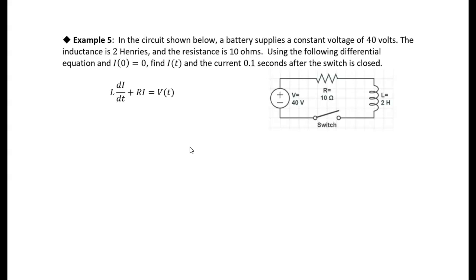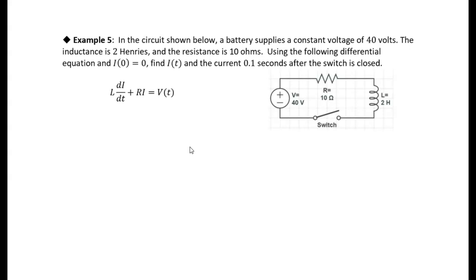So we're given this circuit, and the switch is closed at time t equals 0, which essentially creates a step function. The voltage across the circuit goes from 0 and steps up to 40 volts. Okay, and we're given the values of the inductance and the resistance. And so all we really need to do is plug in those values.